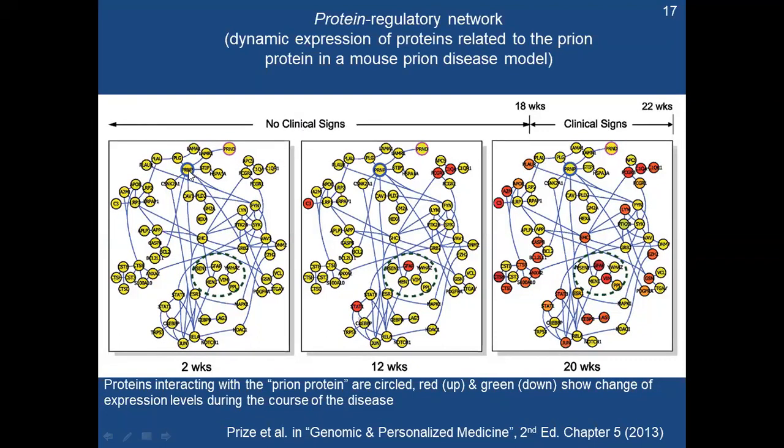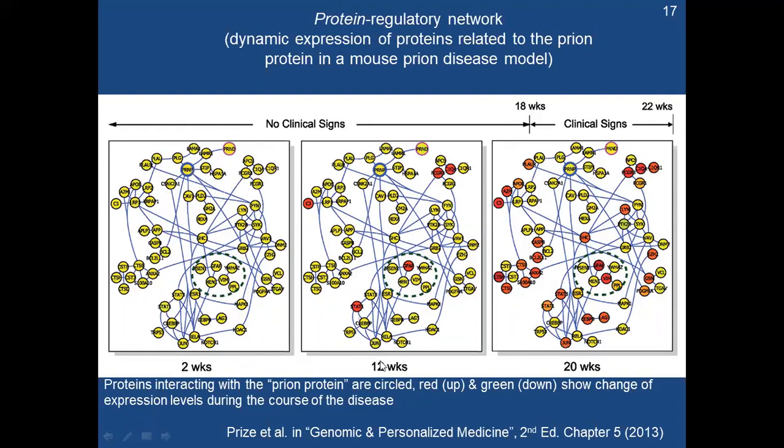And here we have our proteins, the prion proteins, this one and this one. And these proteins are known to physically interact with the prion protein or interact with a protein that interacts with the prion protein. So this is a protein-protein network. We already know this. What we are looking at is the expression levels of all these proteins in 3 time points, 2 weeks of life, 12 weeks of life, and 20 weeks of life.